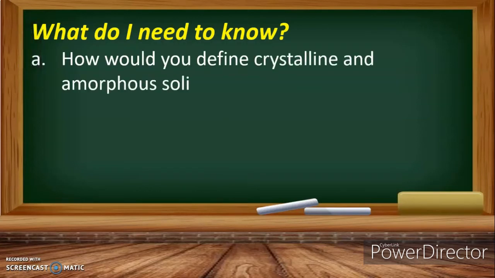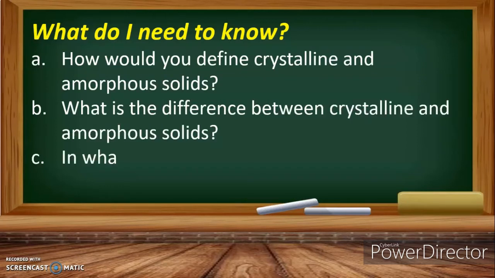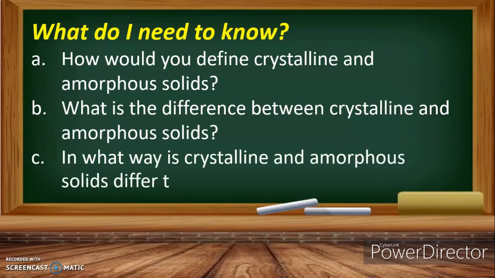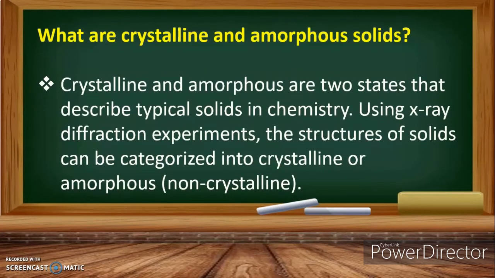What are the things that you need to know? How would you define crystalline and amorphous solids? What is the difference between crystalline and amorphous solids? And in what way are crystalline and amorphous solids related to one another? So what are crystalline and amorphous solids? Crystalline and amorphous solids are two states that describe typical solids in chemistry.